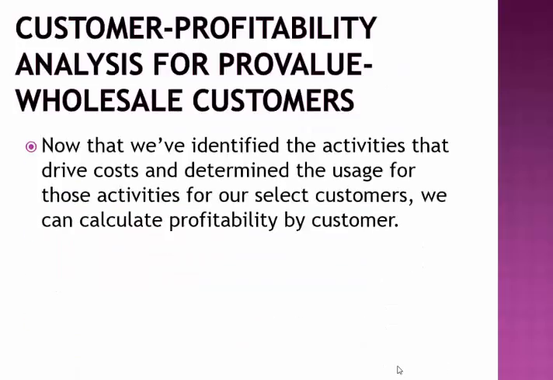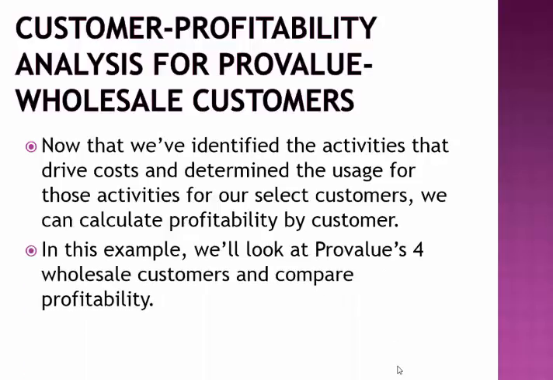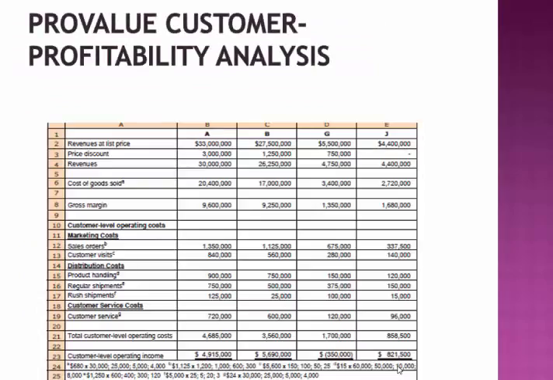So now that we've identified the activities that drive cost and determined the usage for those activities for our 4 select customers from a great many customers, we can now calculate profitability by customer. Let's take a look at what our results are. Notice here we've got Company A, Company B, Company G, and Company J. These are our customers. These are 4 of our wholesaler customers.